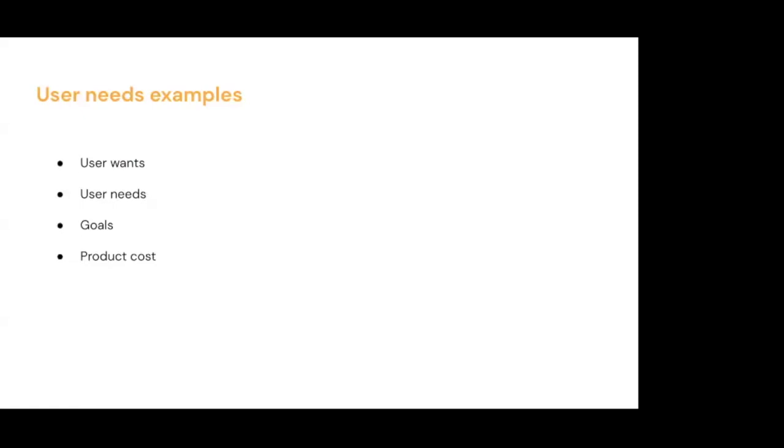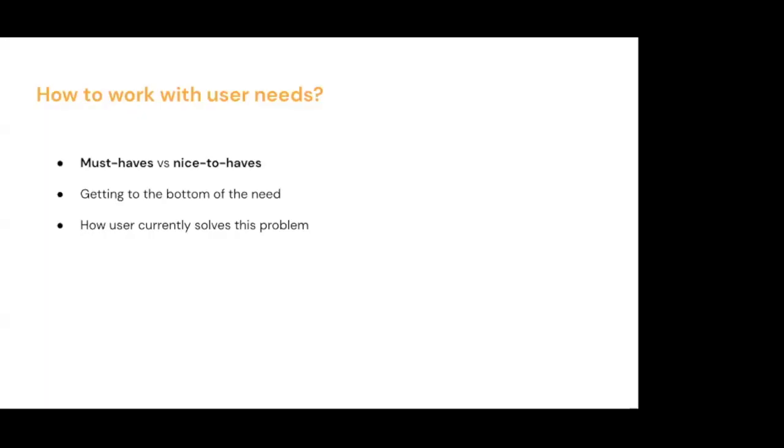Like, is it a photo taking app? The primary goal would be taking photos, right? So what is the goal? And then think through the user goals and check it against the specs. Is the spec not solving some of the goals? So here are some user needs examples.